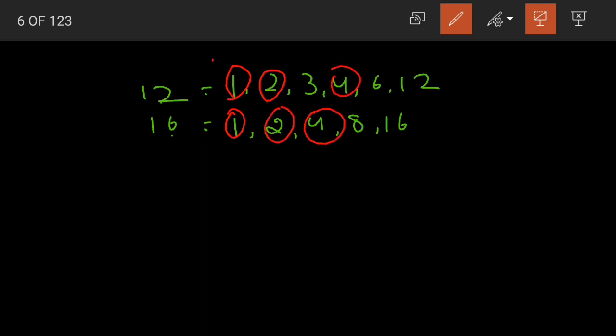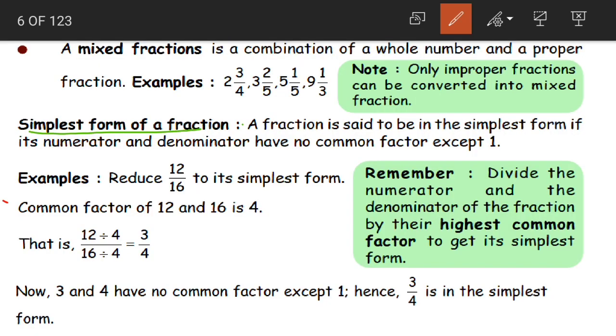So what did we learn about simplest form? A fraction is said to be in simplest form when the numerator and denominator have only 1 as their common factor. But here we are having two more common factors, that are 2 and 4. So from these common factors, which is the highest one, children? 4 is the highest common factor. Not just any common factor, the highest common factor of 12 and 16 is 4. So that is why we will divide the numerator and denominator by 4.